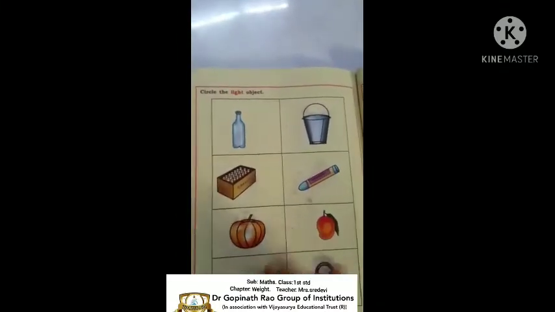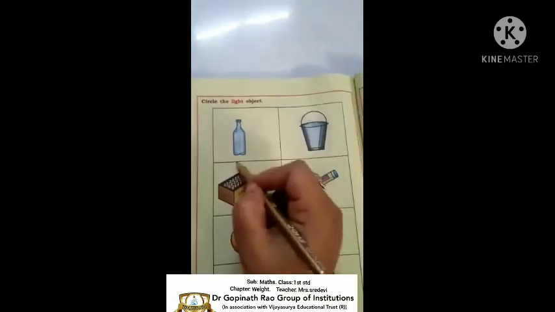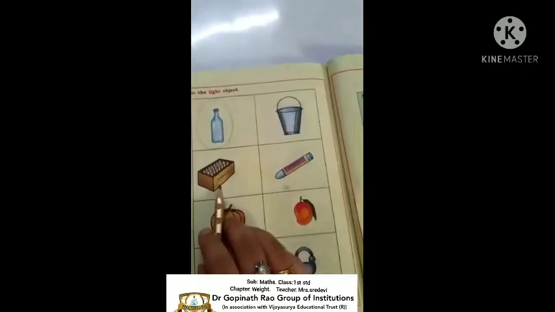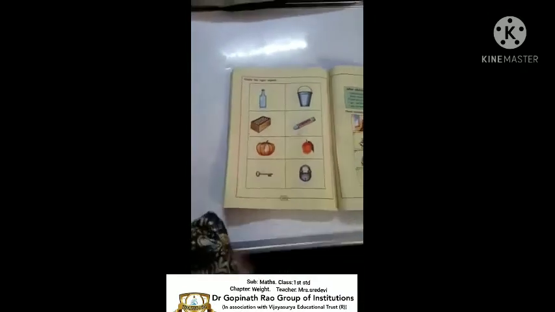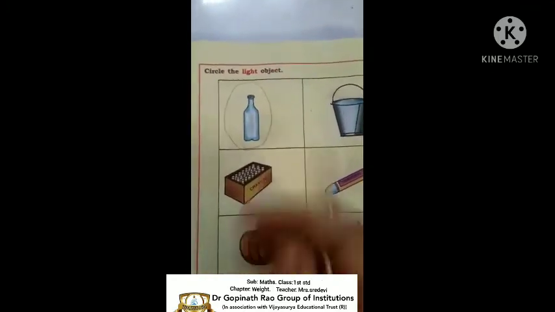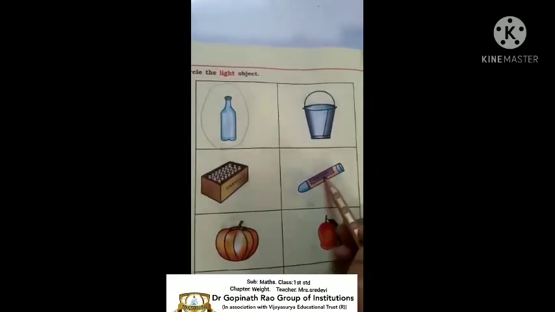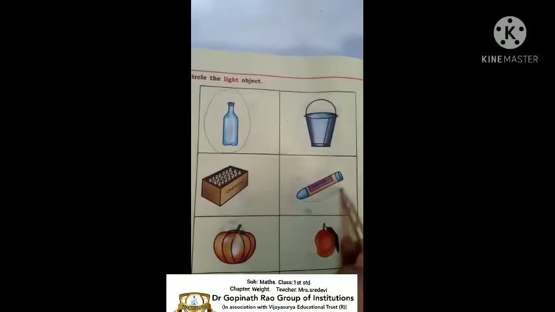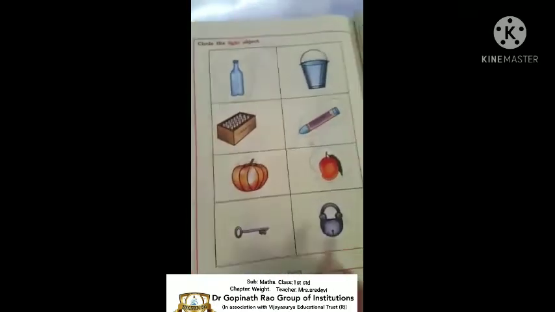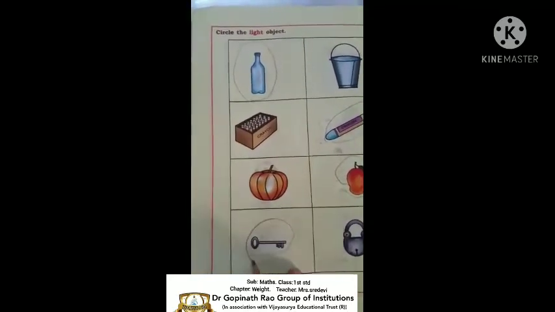Circle the lighter object. See, this is a water bottle. It's very light. And this bucket is very heavy. So, circle the light one. This is a crayon box, it is heavy, whereas this is very light. So, circle the light one. So, mango is very light here. And this is a lock and the key. So key is very light.